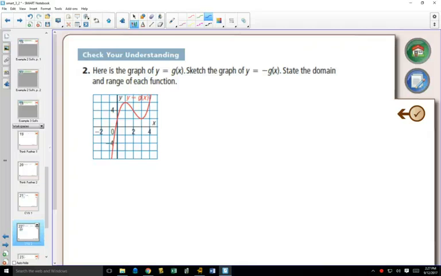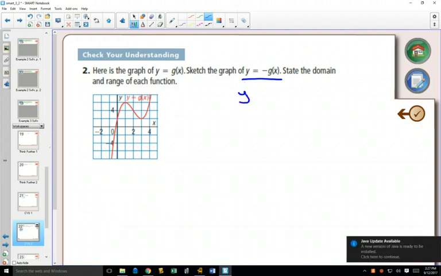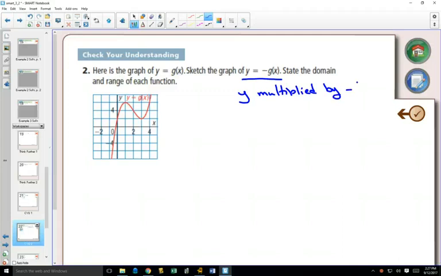So with our reflections, the first thing you're going to look at, because here's the graph of g of x, and we want to graph this, we have to notice that that negative is outside of the function. That means it's going to affect the y values, and your y values are going to get multiplied by a -1. So before you decide, is that a flip over the x-axis or a flip over the y-axis, actually think about a point.